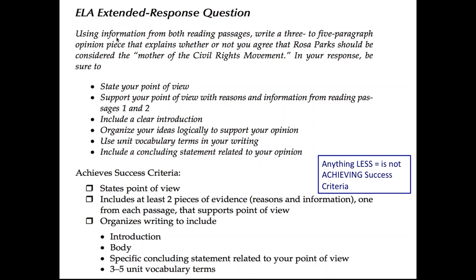from each passage. And if you remember, I talked earlier about at times there could be a generic element. For any writing, it should have a clear introduction, a body, a concluding statement, 3 to 5 unit vocabulary terms. That could be used every time we ask the students to write. Anything less than these 3 points, and actually with point 3, there's 4 points under that, is simply not achieving the success criteria.